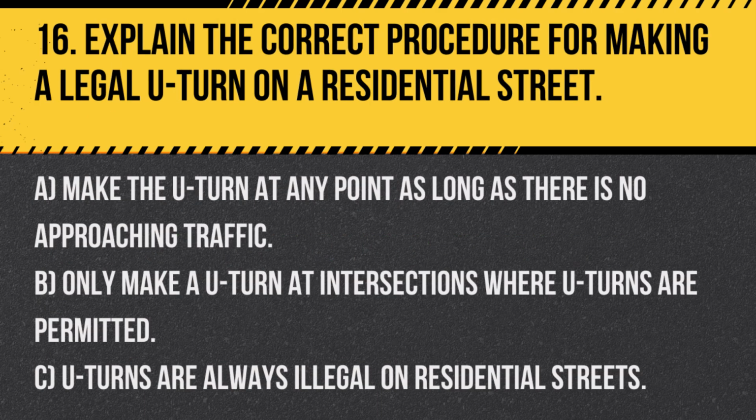Question 16. Explain the correct procedure for making a legal U-turn on a residential street. A. Make the U-turn at any point as long as there is no approaching traffic. B. Only make a U-turn at intersections where U-turns are permitted. C. U-turns are always illegal on residential streets.